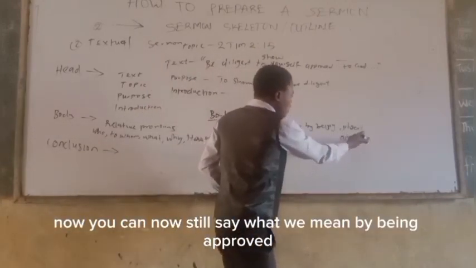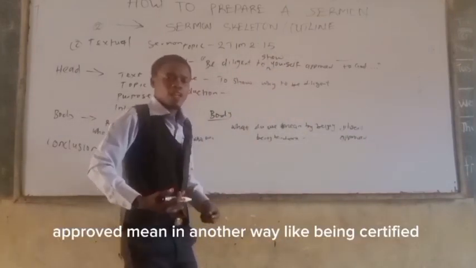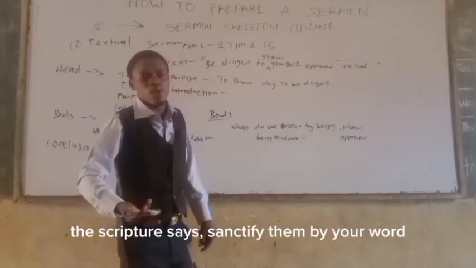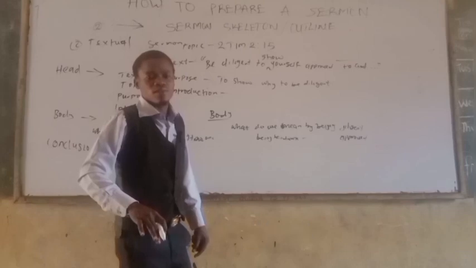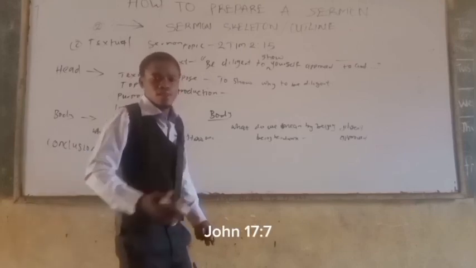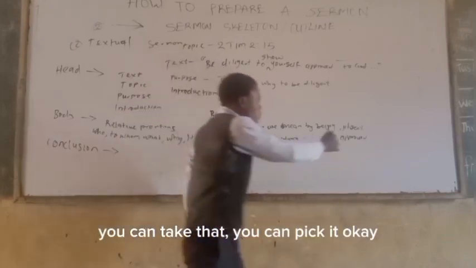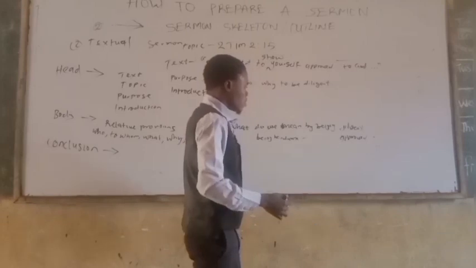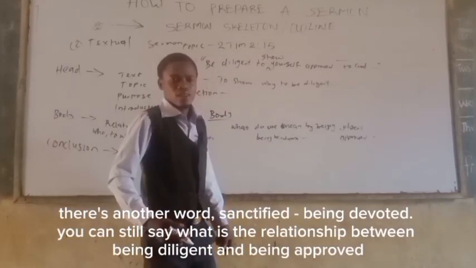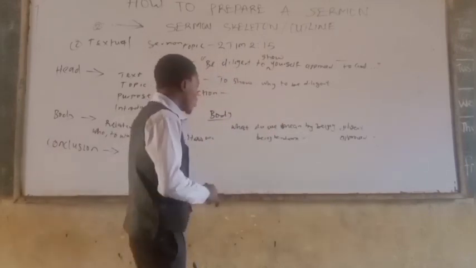Now, you can still say, what do we mean by being approved? You can say, okay, approved means in another way, like being certified. When Jesus was saying, sanctify them by your word, for your word is truth. You can pick that, John 17, verse 17. You can check that. Okay, we put the text after it. There's another one, sanctify, being devoted. Those are the meaning of being approved or being diligent. We added all those things.